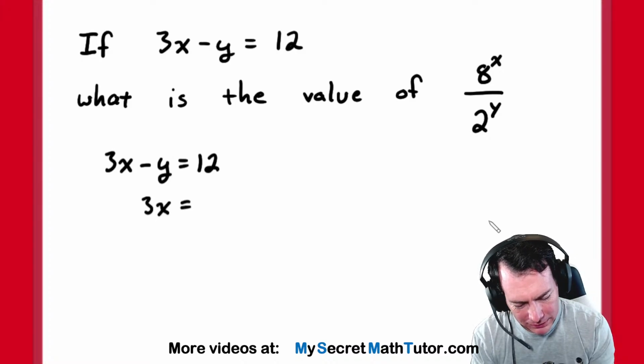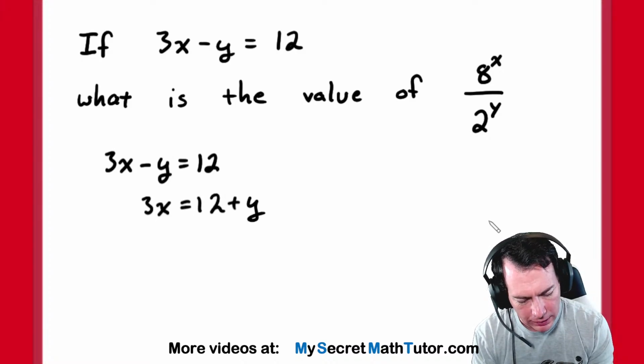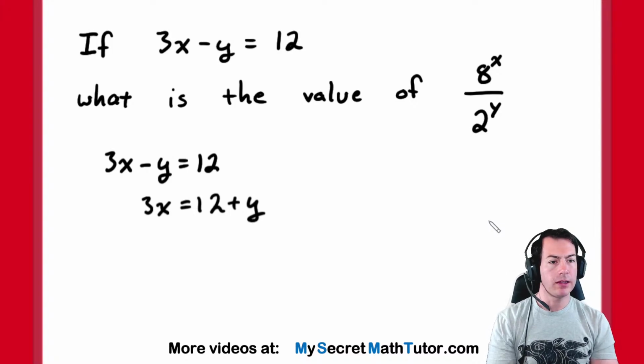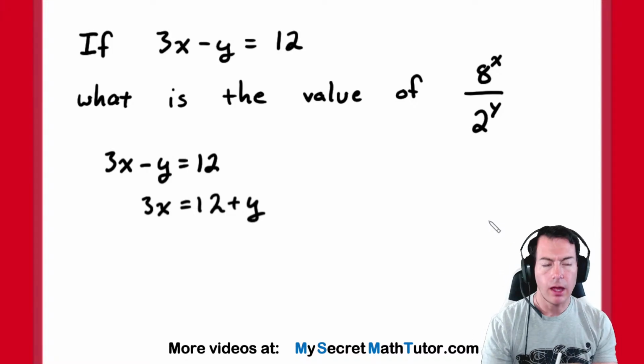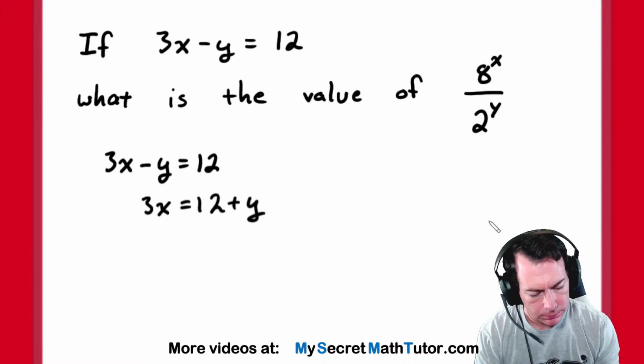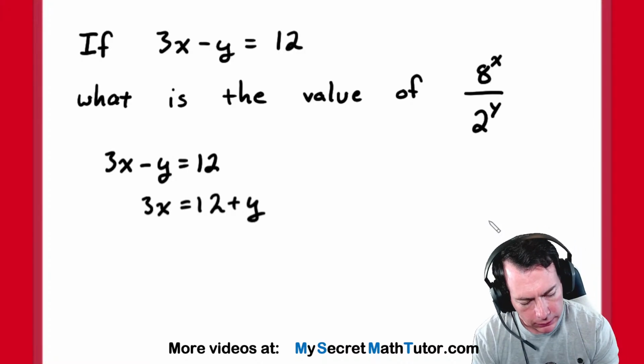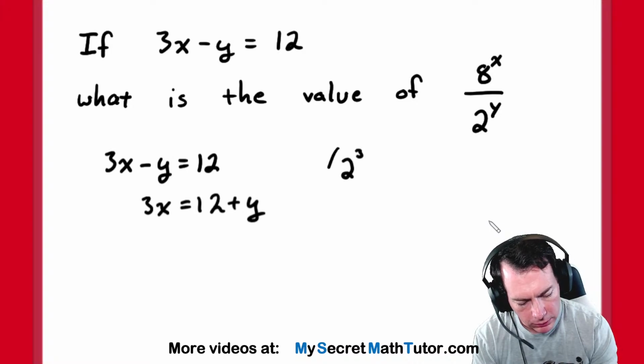So to solve for x, I'm going to add y to both sides. And then let's see, I bet I can divide, no actually that'll probably be just fine right there. Yeah, let's just leave it like that. So again, I'm going to go back over to my problem, and I'm going to rewrite the 8x as a 2 cubed. And if you really want to break it down into steps, the 8 is becoming a 2 cubed.